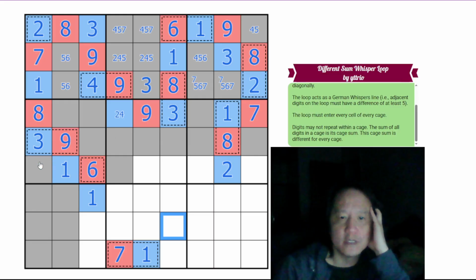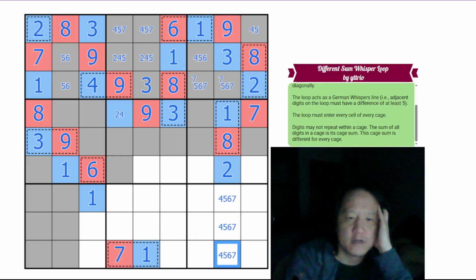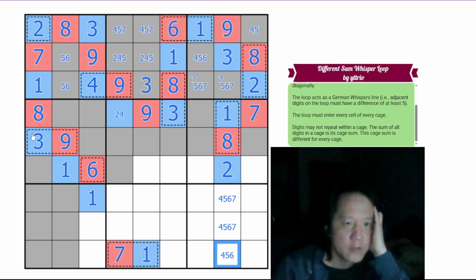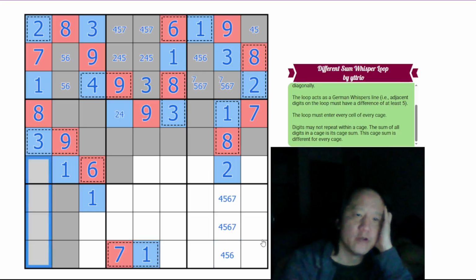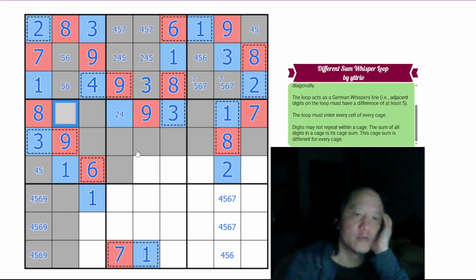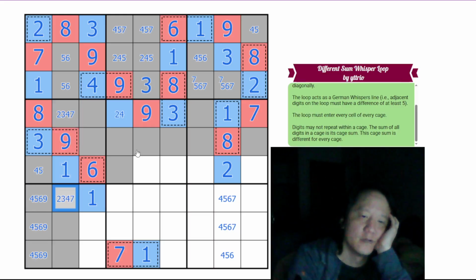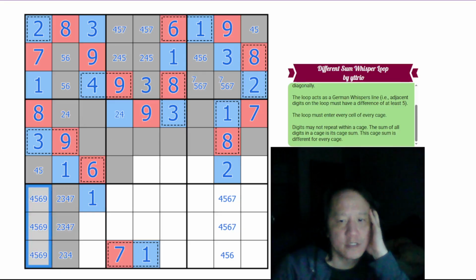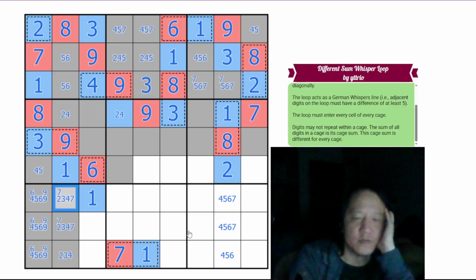Okay, remaining digits in column 8: we have 4, 5, 6, 7. Obviously 7 can't be here. Remaining digits in column 1: we have 4, 5, 6, 9. This can't be 6 or 9. Remaining digits in column 2: we have 2, 3, 4, 7. No 3 or 7 here. No 7 here. So we're guaranteed 6 and 9 here. And we're guaranteed 7 in one of these 2 digits here, and 3 in one of these 3.